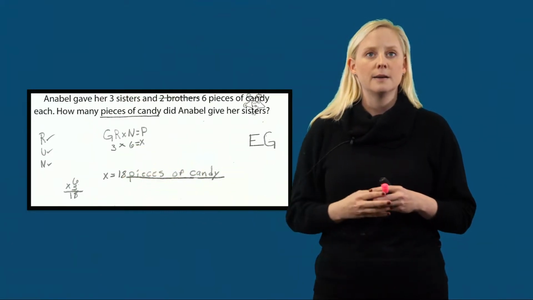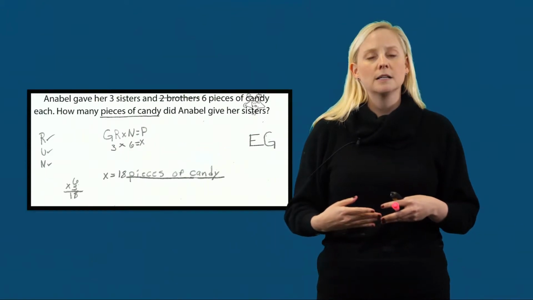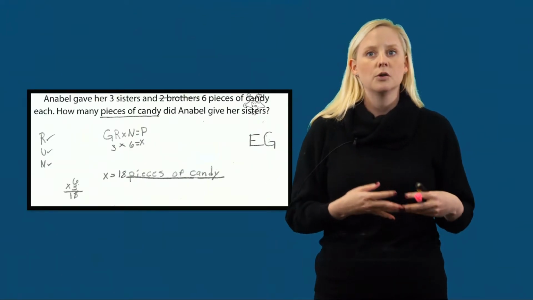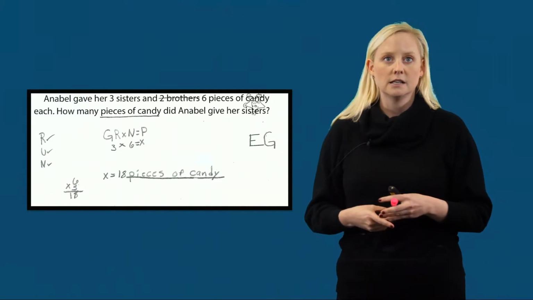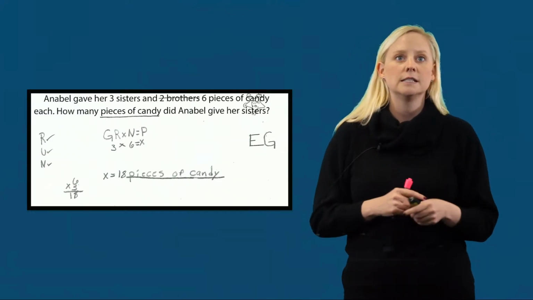We have a number and a label. We know our answer makes sense because when we're multiplying, our product is going to be greater. 18 is greater than 3 and 6. So the student did an excellent job solving this equal groups problem.